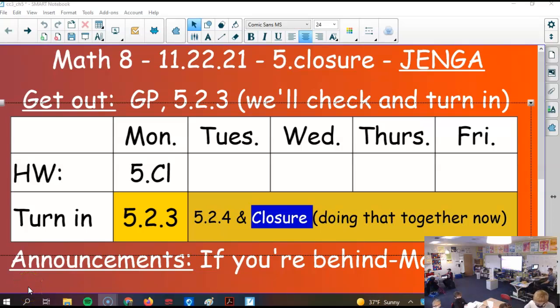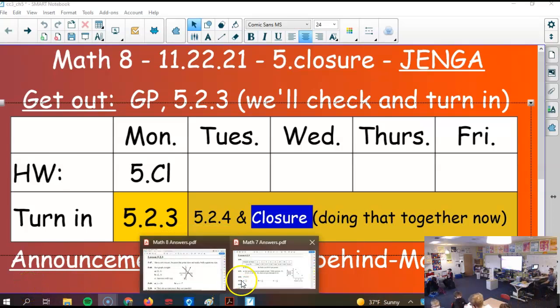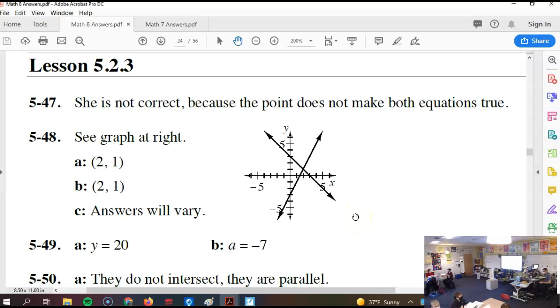Probably what will happen when we come back from Thanksgiving break is that we will start chapter 6, and then we'll take the chapter 5 mastery that Thursday or Friday, right? I don't like early in the week masteries. That's silly. So you need to be checking your 5.2.3 right now and asking me if you have any questions.